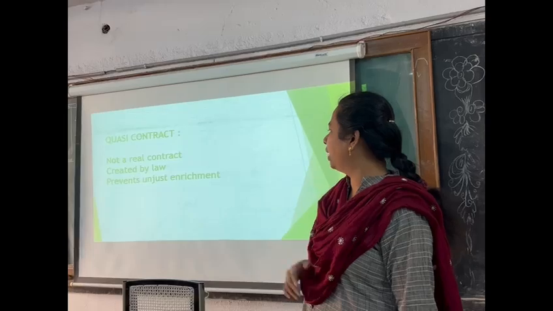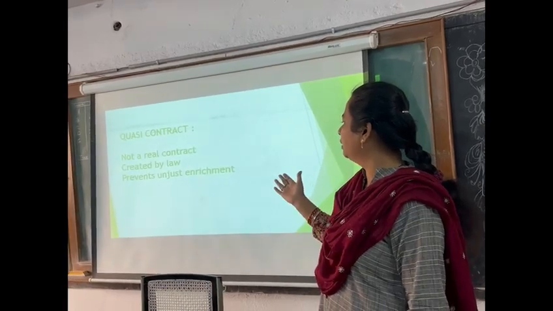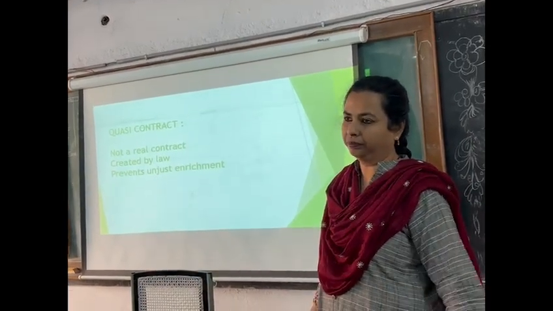Quasi contract. A quasi contract is a contract which is not real. It is created by law. It is meant to prevent unjust enrichment.